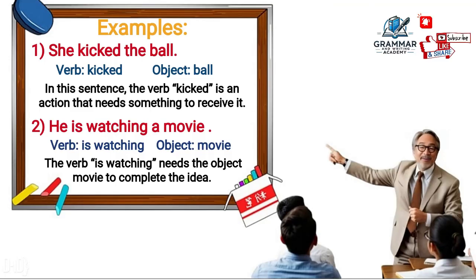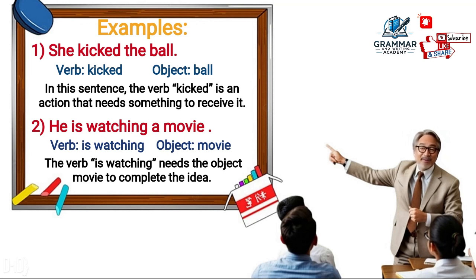Example 1. She kicked the ball. Verb: kicked. Object: ball. In this sentence, the verb kicked is an action that needs something to receive it, and that something is the ball. Without the ball, we wouldn't know what she kicked.